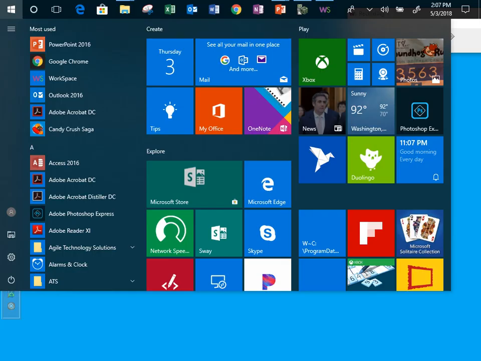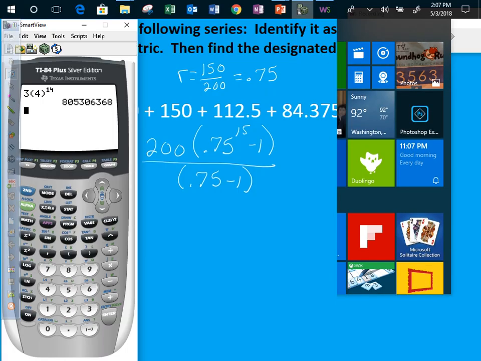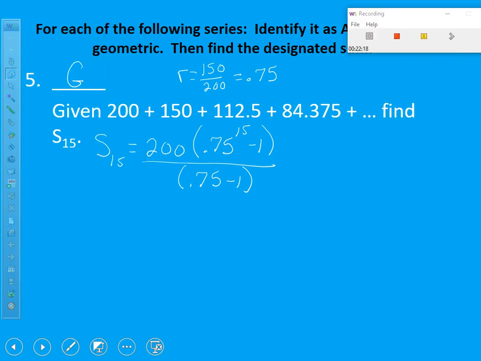Remember, the parentheses are very important. So when I type this in, I've got 200 parenthesis 0.75 caret 15. Hit your right arrow to get out of the exponent, minus 1 parenthesis divided by parenthesis 0.75 minus 1. Hit enter, and there's your number. Now, since we are rounding this to 789.31, we usually round to the nearest hundredth, so make sure you put approximately 789.31.